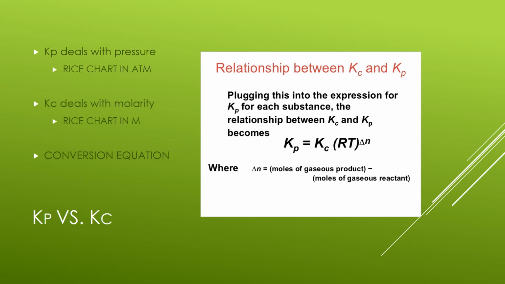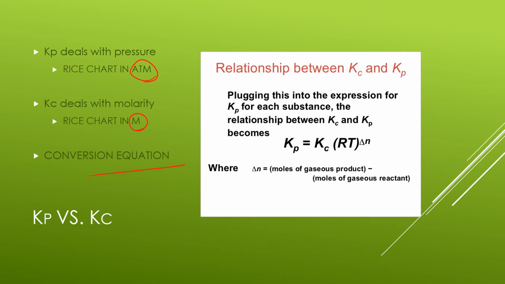The relationship between Kp and Kc: they're not interchangeable. Kp deals with pressure, so when you do your RICE chart, those are going to be atmospheres that you plug in there. Kc deals with molarity, and so your RICE chart is going to have molarity in there.